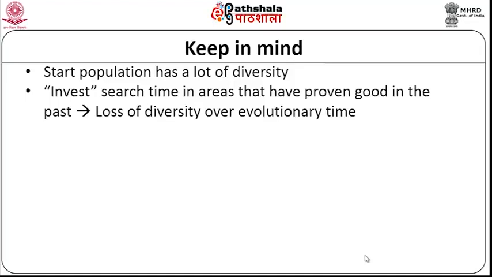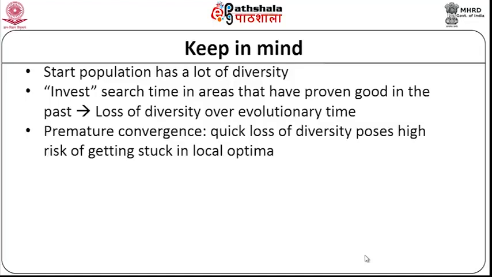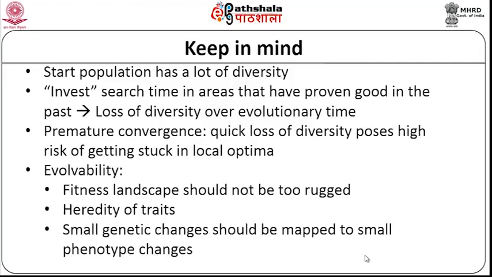So, actually what happens is diversity decreases as you go down the generations. Premature convergence is a quick loss of diversity, and it poses a high risk of getting stuck in a local optima. So, if you have premature convergence, it may be because of loss of diversity and you get stuck in a local optima. And evolvability: the fitness landscape should not be too rugged, that means how you decide on the fitness. You have to take care of the heredity of traits, and small genetic changes should be mapped to small phenotype changes, only then the evolvability will be good.